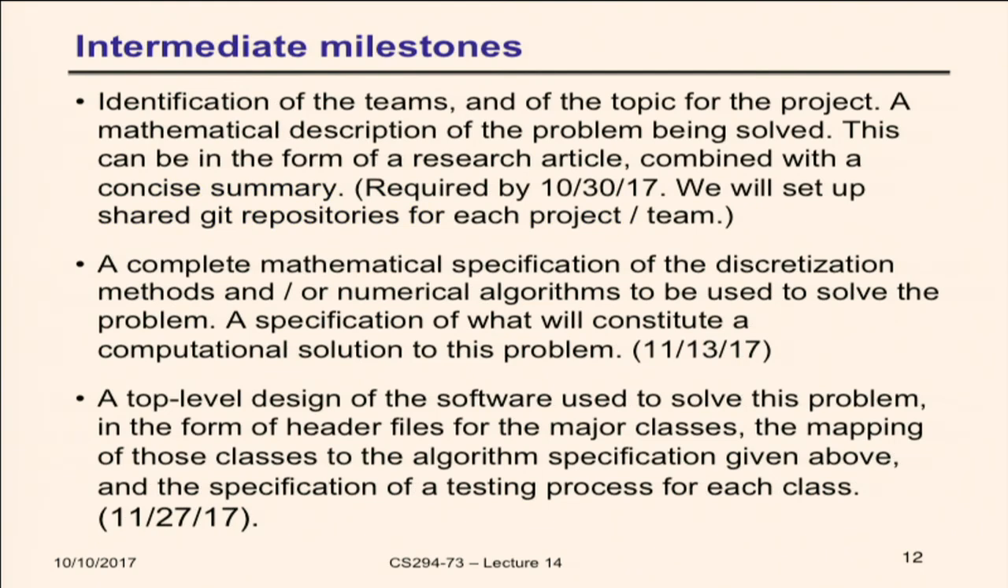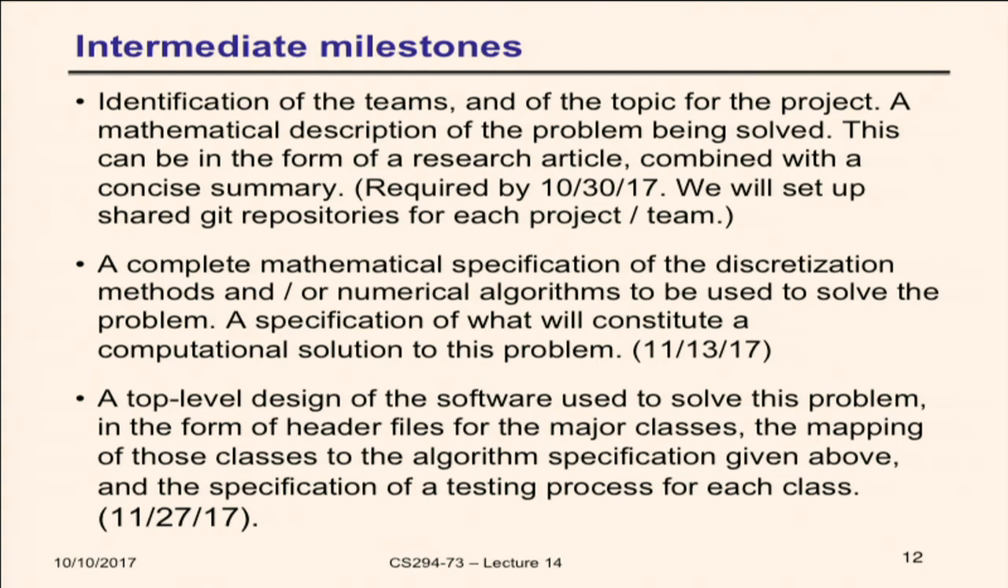So first of all, what are these intermediate milestones? The first one, most important one, is figuring out who the teams are. So you have to self-organize. This is not something we do for you, it's something you have to do for yourself. That's one of the useful things of Piazza, is that you can try to find teams, organize yourselves into teams. And in the process, you're going to have a topic for the project.